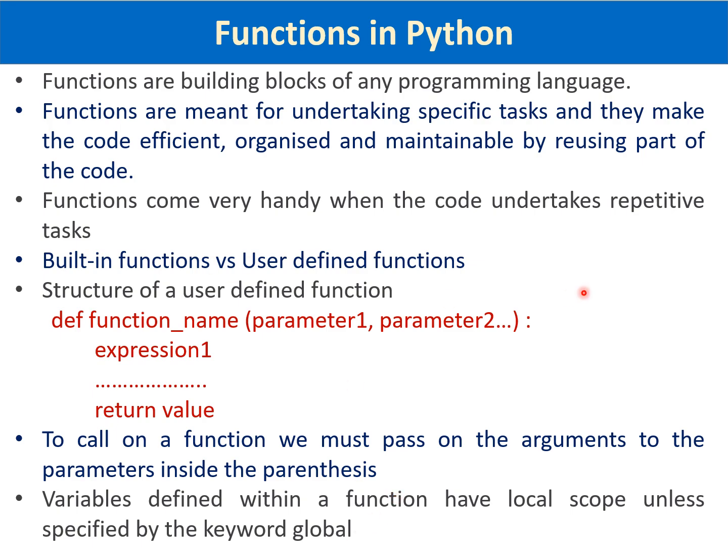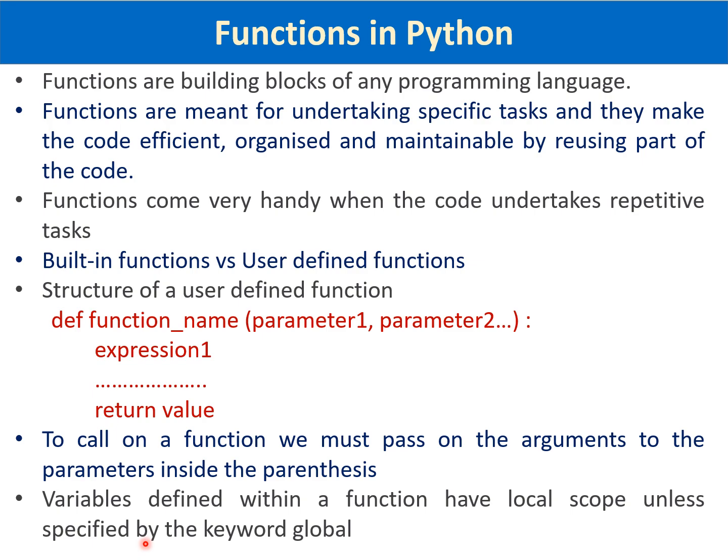So functions can be called anywhere in the code by using the function name, and then within brackets you give the arguments. The number of arguments should be equal to the number of parameters. If there are no parameters, you need not pass an argument also. There can be any number of arguments depending upon the function, like the len function, which requires exactly one argument.